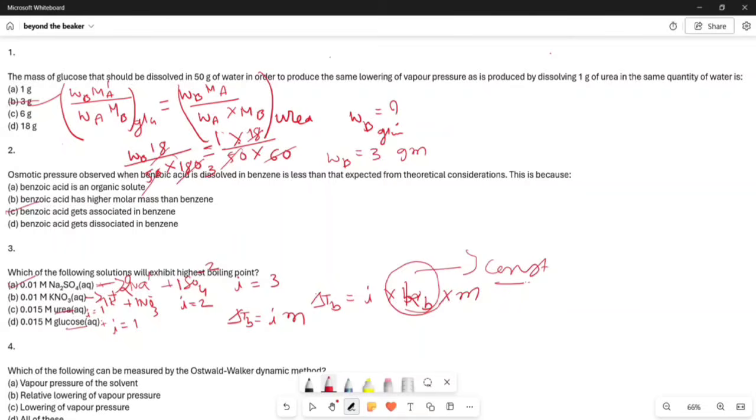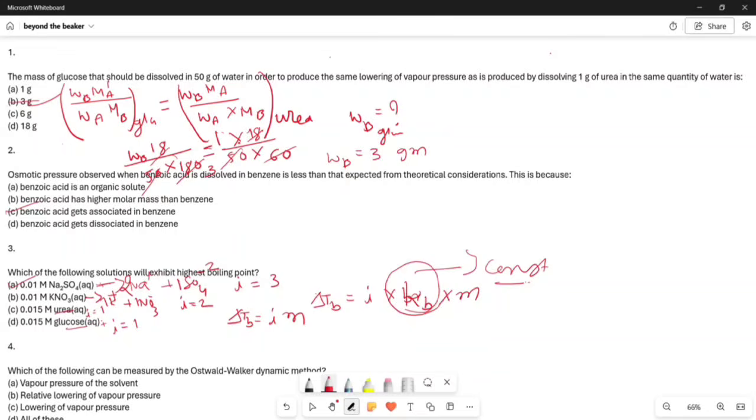So here we calculate delta Tb. Delta Tb is equal to i into m. m is the concentration. Here concentration is 0.01. 0.01 multiplied by 3, answer is 0.03. Here 0.01 multiplied by 2 is 0.02. Here 0.015 multiplied by 1 is 0.015, and here also 0.015. So the correct option is A.